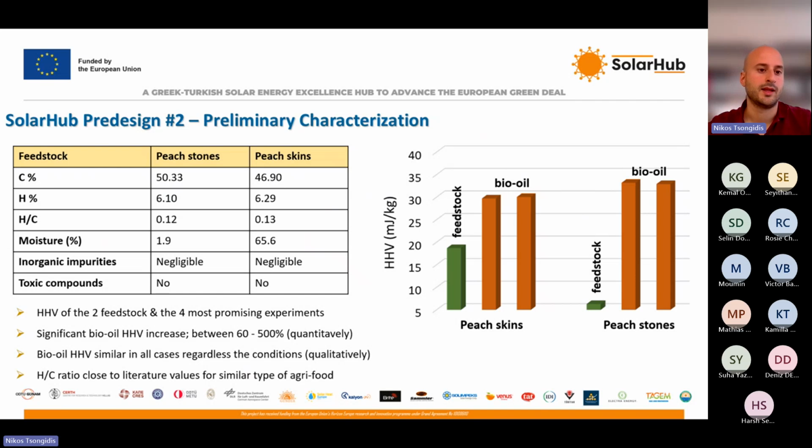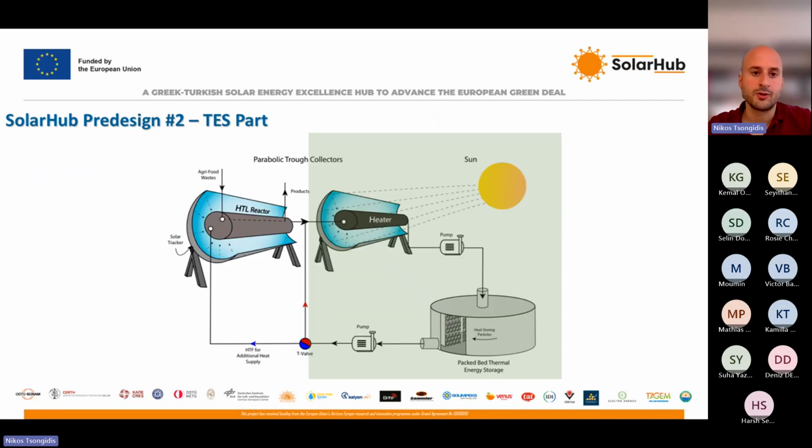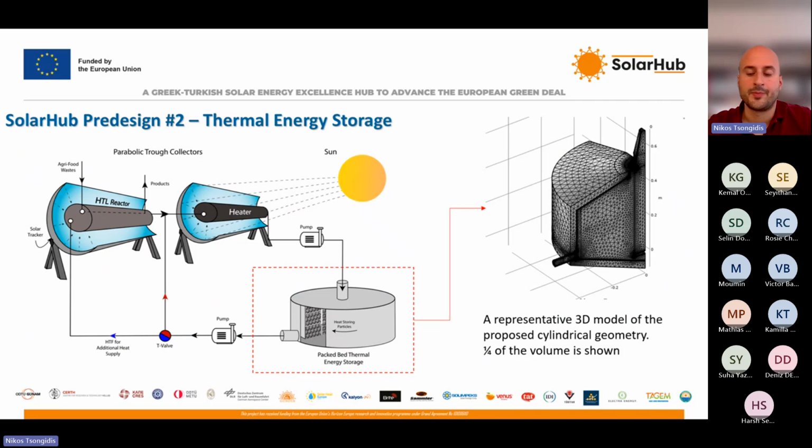And lastly, the inorganic impurities, as also observed by the TGA, as well as the toxic compounds, are almost non-existent. The second part is the thermal energy storage part. This is mainly covered by our colleagues from UNAM, from Turkey. And the idea so far is to create a 3D model of the proposed cylindrical geometry.